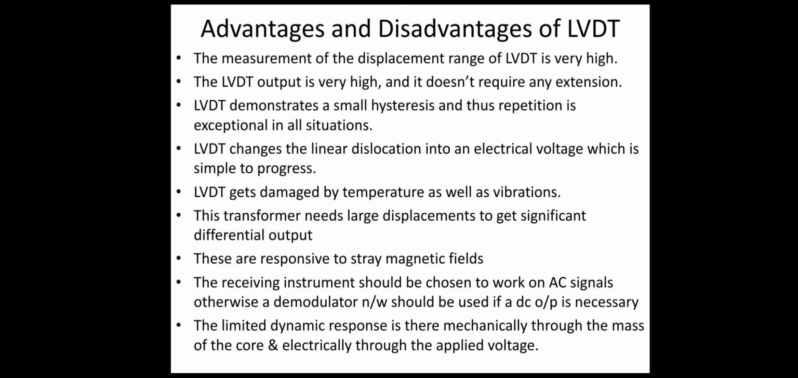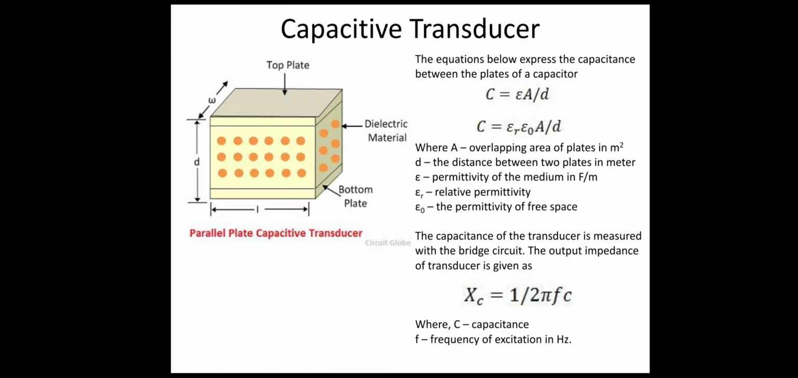The disadvantages: the LVDT gets damaged by temperature as well as vibrations. This transformer needs a large displacement to get a significant differential output. They are responsive to stray magnetic fields, and the receiving instrument should be chosen to work on an AC signal. Otherwise, a demodulator network should be used if a DC output is necessary. The dynamic response is limited, mechanically by the mass of the core and electrically by the applied voltage.